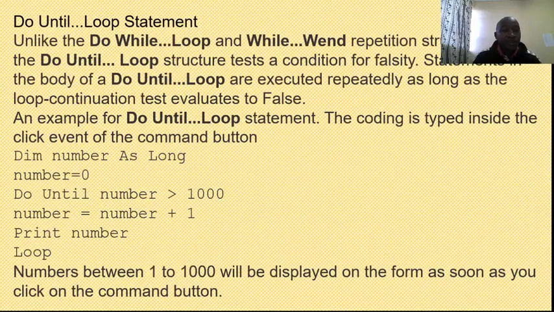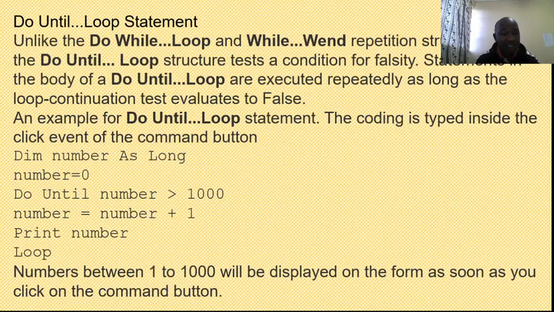Unlike the do-while loop and while-wend repetition structures, the do until loop structure tests a condition for falsity. Statements in the body of a do until loop are executed repeatedly as long as the loop continuation test evaluates to false. An example of a do until loop statement, the coding is typed inside the click event of a command button. Therefore, you can see how this one is written.